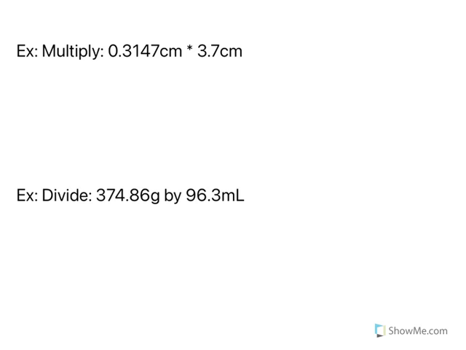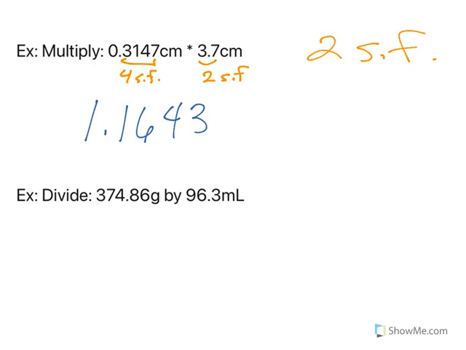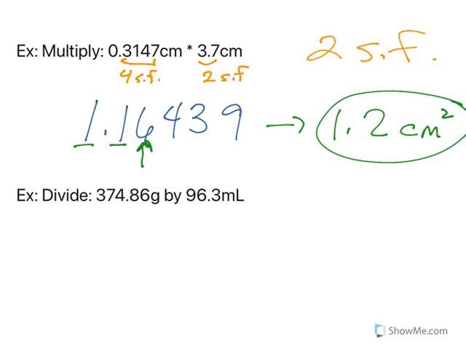Okay, let's multiply and divide. When we multiply and divide, we go to the least number of significant figures. This number has 4 significant figures. This has 2 significant figures. So we will round to 2 significant figures. When I multiply these together, I get 1.16439. 2 significant figures is 1, 2. I look at the 6. The 6 tells me to round up. So 1.2 centimeters squared is my answer, because when I multiply, centimeter times centimeter is centimeter squared.